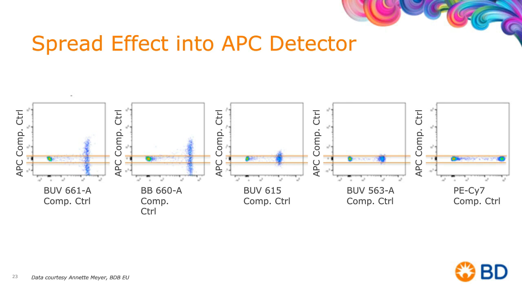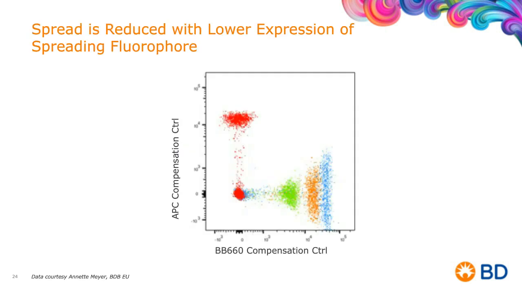So what is depicted here is that spread can be reduced with lower expression of a receptor or a bound receptor to a color. Again, this is CD4, and it's the 660 Brilliant Blue into the APC channel. And the blue represents a saturation of the receptor. And what Annette did is she simply diluted the CD4, and what we see is a requisite reduction in spread.